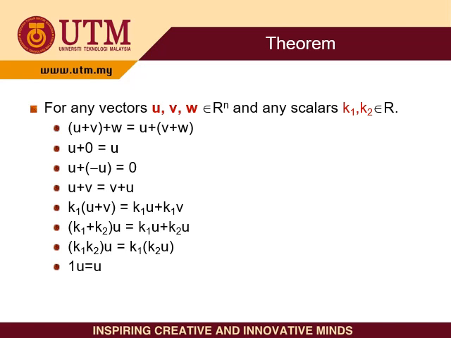So for any vectors U, V, W that belong to Rn, and any scalars K1, K2 that belong to R, we have to remember this theorem. So we have 1, 2, 3, 4, 5, 6, 7, 8. We need to remember and understand this theorem in order to solve problems regarding vectors.